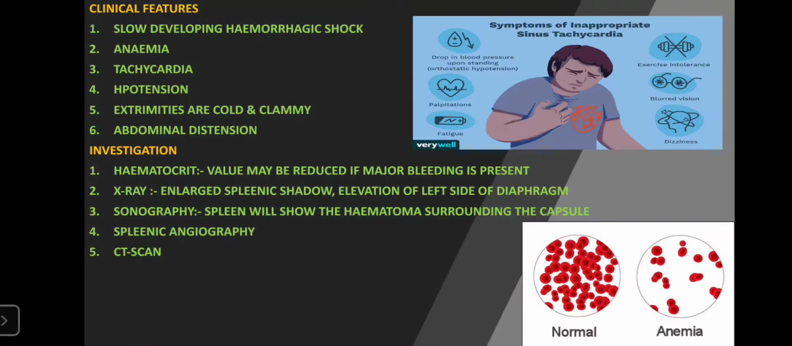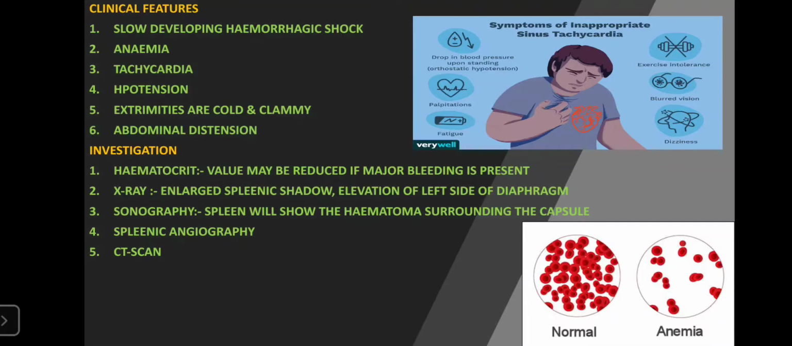So what will be the clinical features of the rupture of the spleen? There will be a slow developing hemorrhagic shock. The patient will be anemic. The patient will have tachycardia and hypotension. The extremities of the patient will become cold and clammy. There will be abdominal distension.